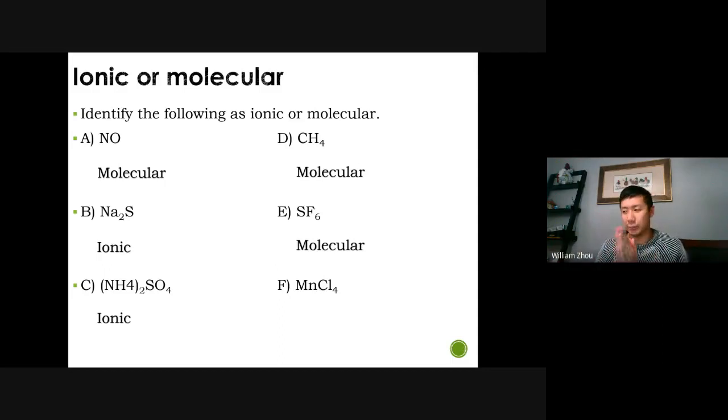Okay, last one. MnCl4, into the chat, please. I or M? I. Okay. Mn is manganese, by the way, not magnesium. But in either case, that's a metal. Chlorine is a nonmetal. So that will be an ionic compound.